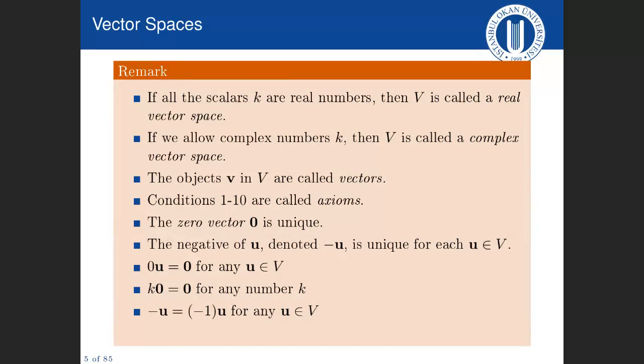Minus u is always the same as the number -1 multiplied by u. And finally, if we know that ku is equal to the 0 vector, then we must have that either k is the number 0 or u is the 0 vector.